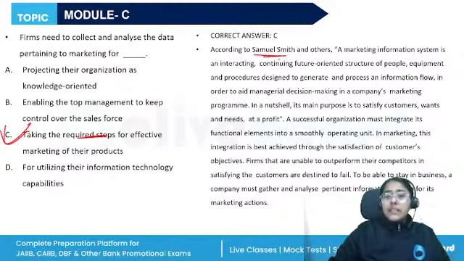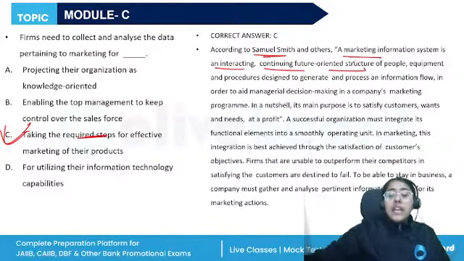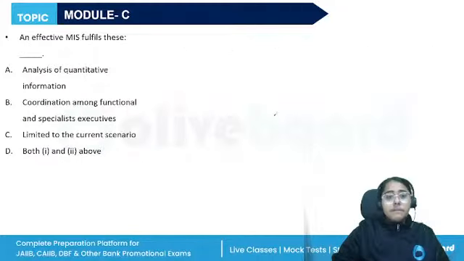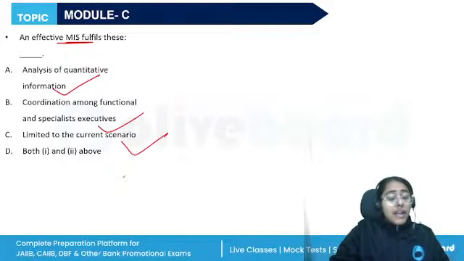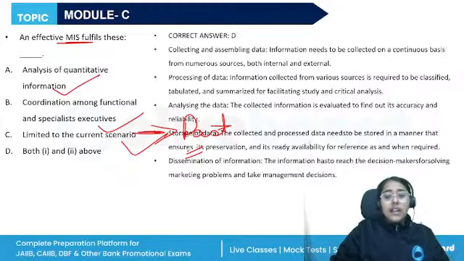This is according to Samuel Smith. A marketing information system is an interacting, continuing, future-oriented structure of people, equipment, and procedures. Main purpose: to satisfy the customers' wants and needs at a profit. Next, an effective MIS fulfills analysis of quantitative information, coordination among the functional and specialist executives, and it is limited to the current scenario. MIS is not limited to the current scenario. It also utilizes the information gathered in the past. So the correct answer will be option D, both 1 and 2.